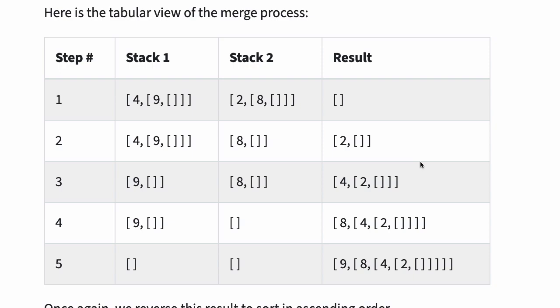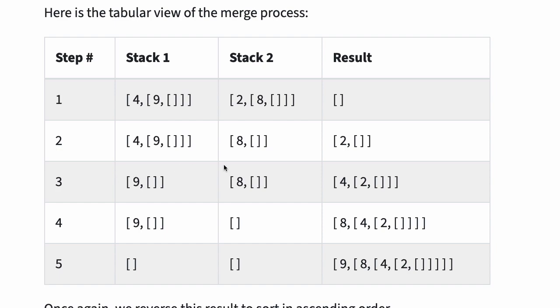Here is a tabular view of the merge process. Stack 1 is 4, 9, and stack 2 is 2, 8, and M is once again empty. First we compare 4 and 2. Since 2 is less than 4, we're going to pop 2 and push it to M. Then we compare 4 and 8. Since 4 is less than 8, we're going to pop 4 and push it to M.